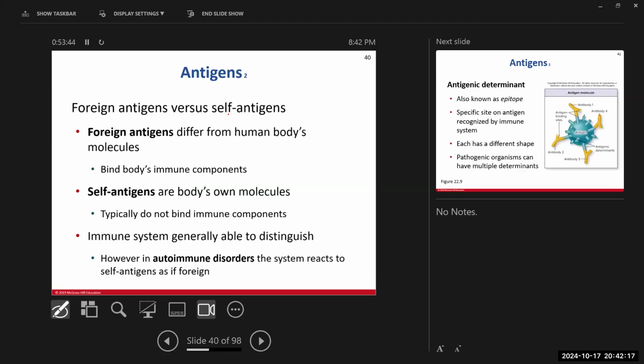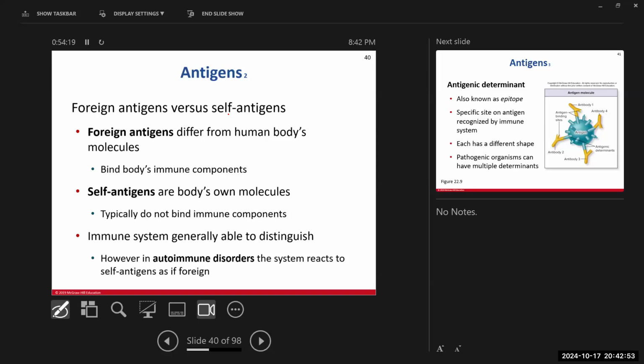Right, so this gets into what I was talking about: self versus non-self, or foreign antigens versus self-antigens. We're going to go through a few definitions just to lay the basic groundwork. Foreign antigens are something that didn't come from our body. The molecules that come from outside of our body are going to have a different sequence or makeup of the proteins or the sugars that they express.